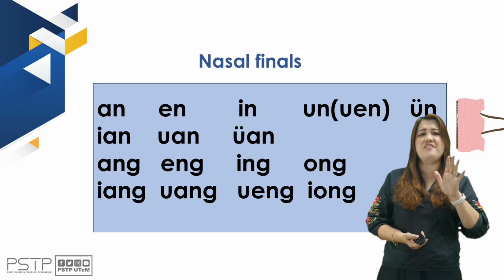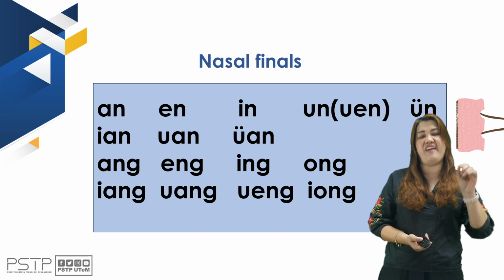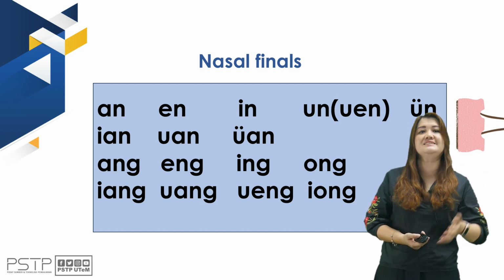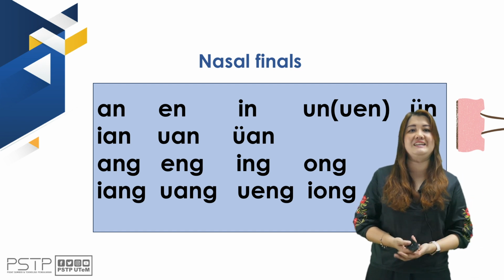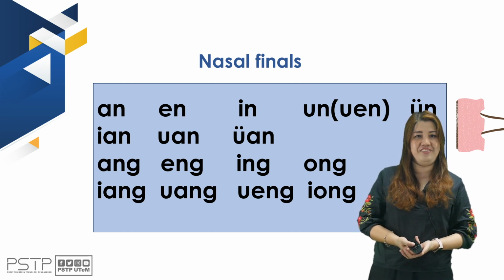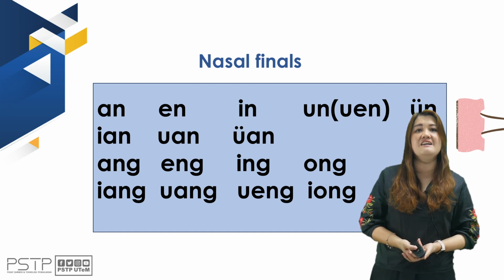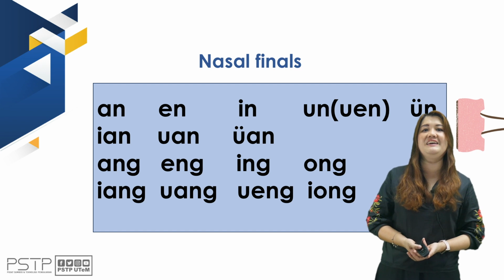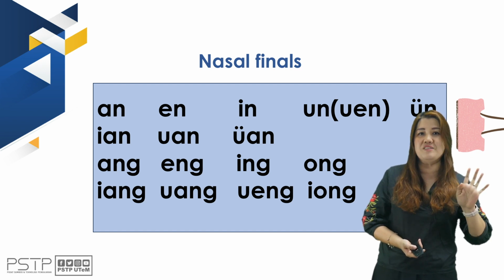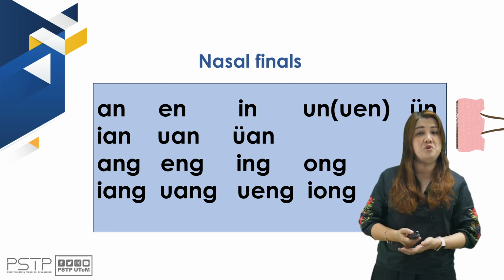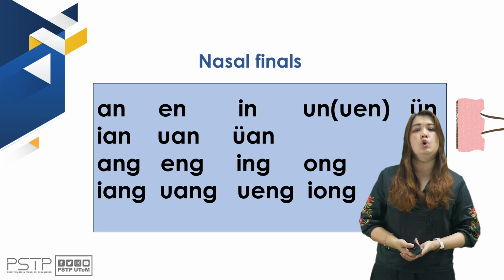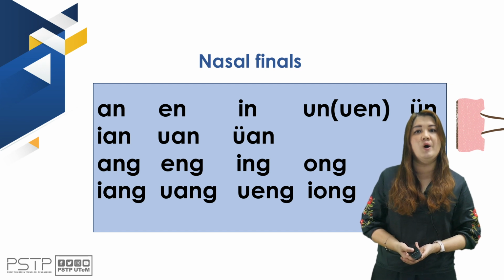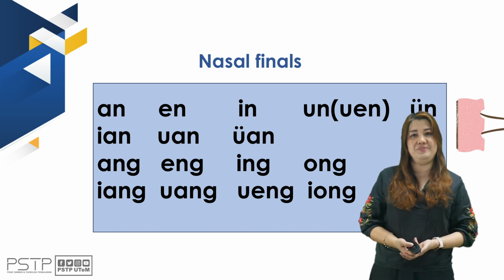It is very obvious that you can see there is an N or NG at the end of the syllables. Let's start with the first line. The first one is an. Next, en, and next, in. The fourth one, be careful, you have to pronounce what is in the bracket, which is uen. Okay, I repeat, uen.